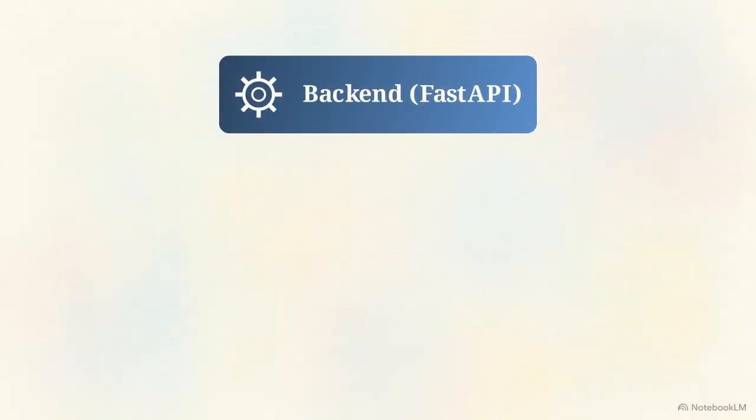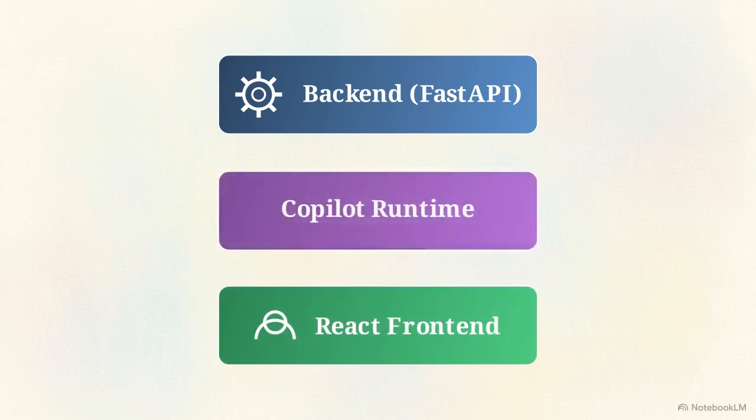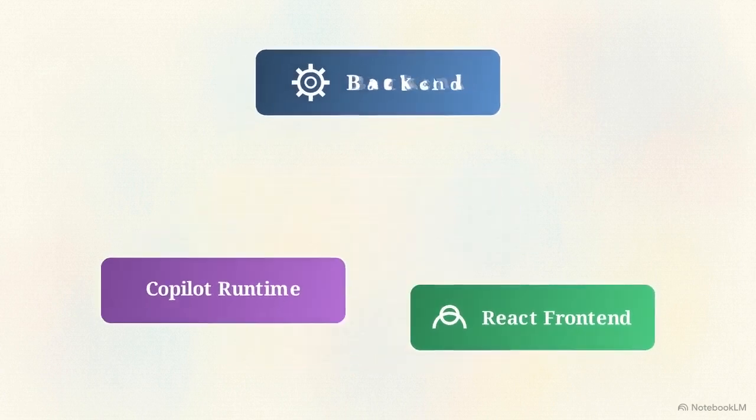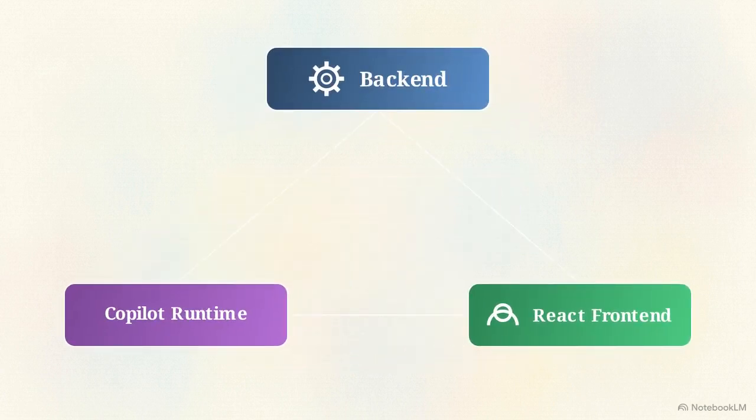This diagram illustrates the base three-tier architecture required for agentic apps. At the top is the backend, running on a framework like FastAPI where your agent lives. At the bottom is the React frontend. Between them sits the Copilot runtime, operating as the critical middleware.